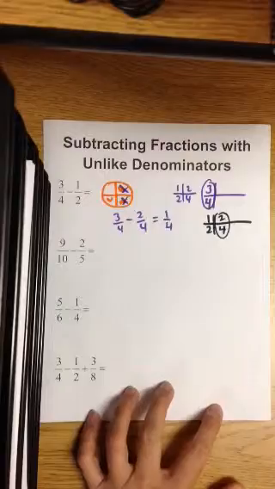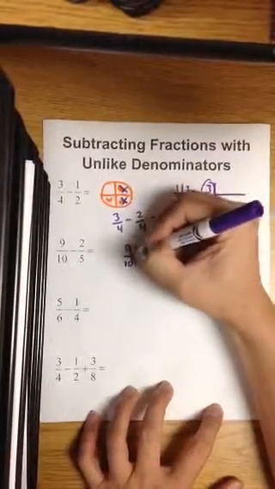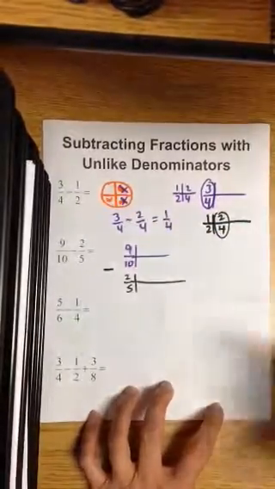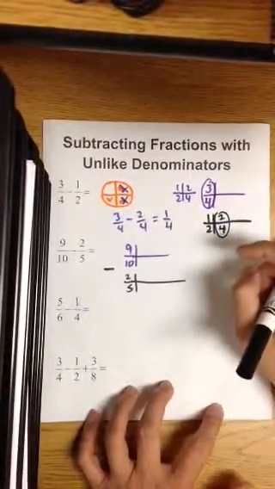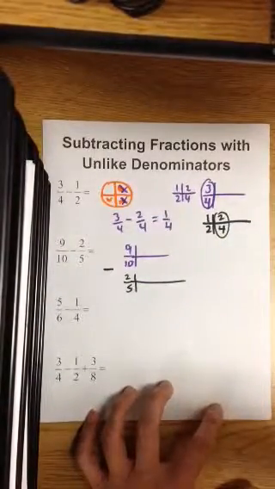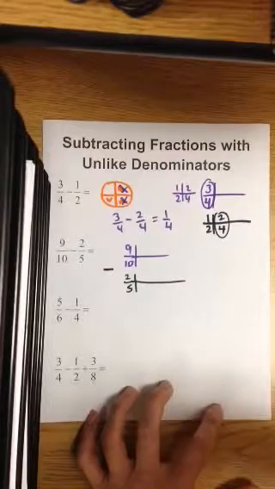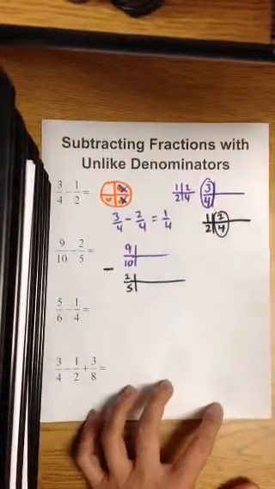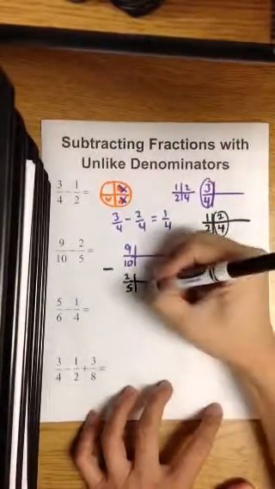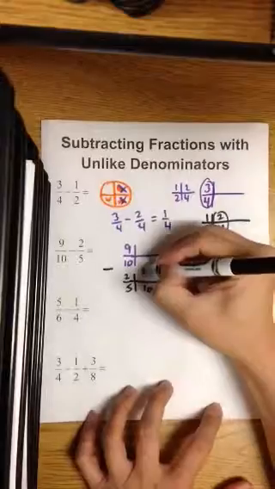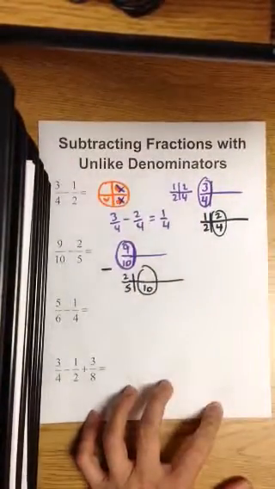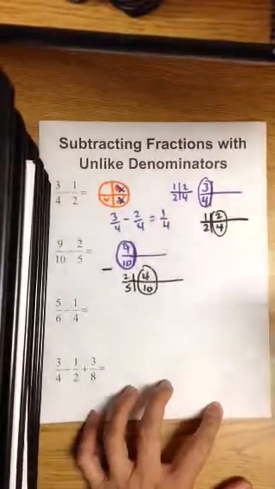Next one. 9/10 take away 2/5. So these are unlike denominators. We need a common denominator. What do 10 and 5 share in common? 50? Yeah, 50, but we're looking for the least one. 20? What about 10? Let's see, 5, 10. They do share 10. So let me circle this. 2/5 can be renamed as 4/10.